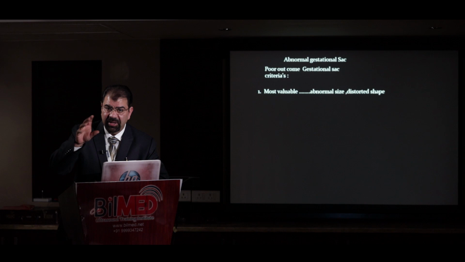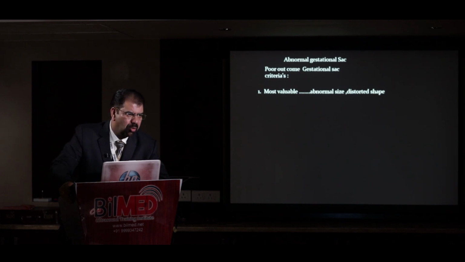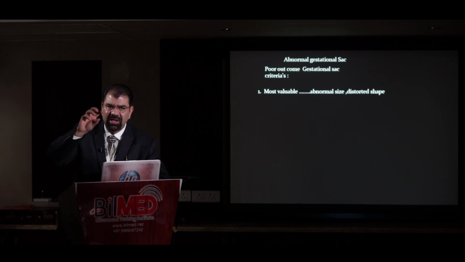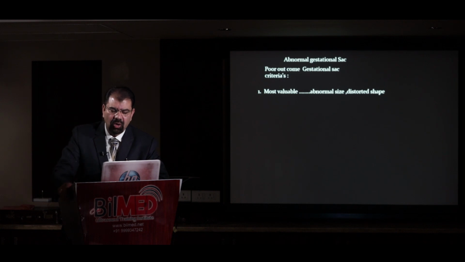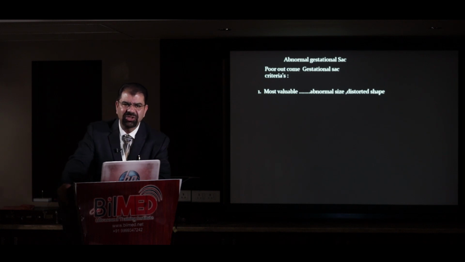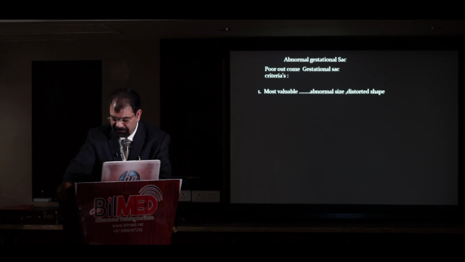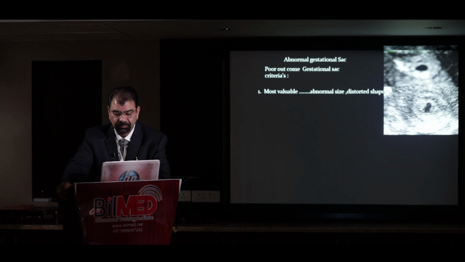Abnormal in size means I am expecting a 6 weeks gestational sac, MSD, as per this LMP. So MSD, mean sac diameter, is not 6. What I am expecting as per LMP is 4. That is abnormal size. Now I am expecting an oval or a round gestational sac, and all of a sudden I am seeing a distorted shape, especially the pointing edge, which we will discuss.